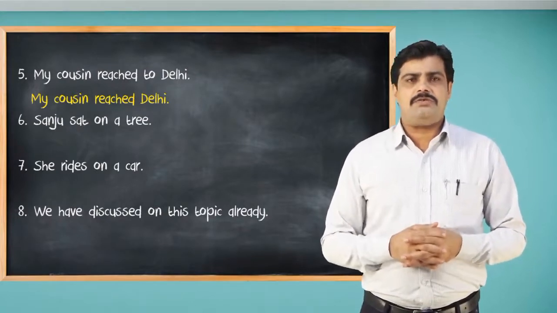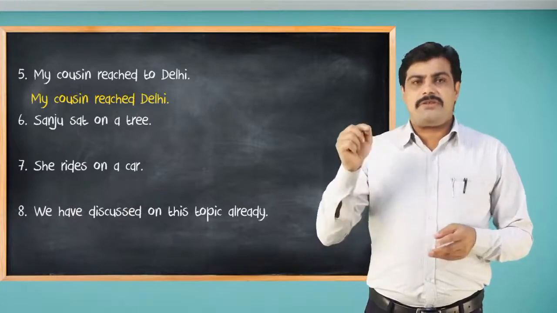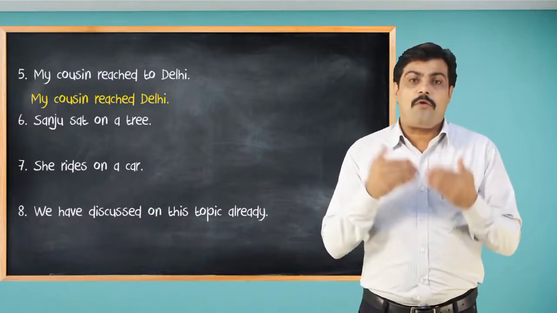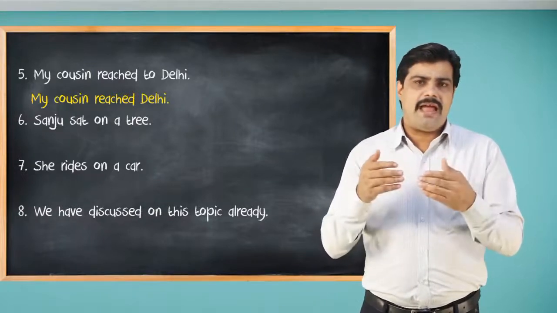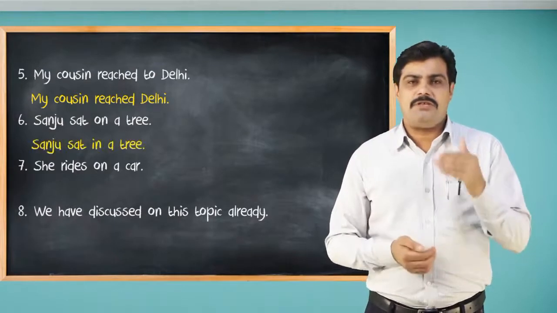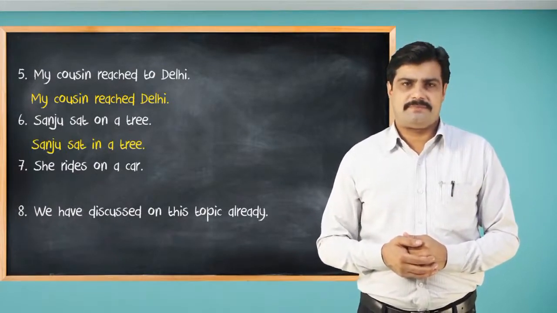Another sentence, Sanju sat on a tree. Now, in a tree is the right expression. Use in for tree. We use in and not on. Remember. So Sanju sat in a tree is a right sentence.